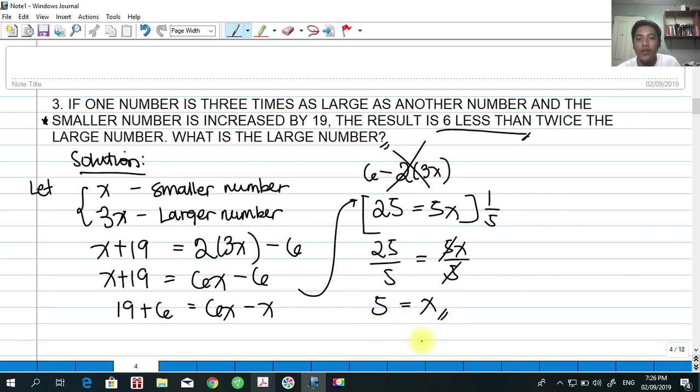So, did we get the answer? No. Actually, the question is, what is the large number? What is the larger number?